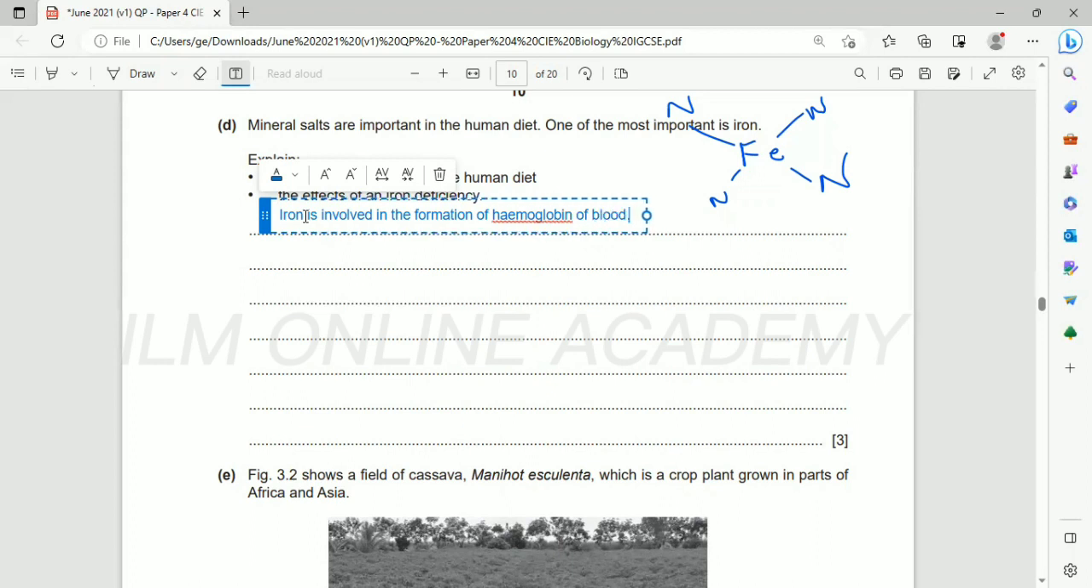And remember that hemoglobin is present in the red blood cells, and hemoglobin is involved in binding to the oxygen and then carrying it to the cells of the body where it is required. All right.